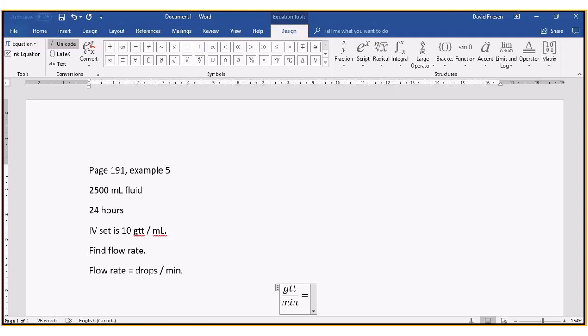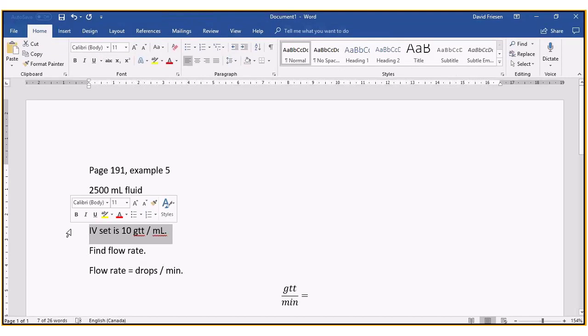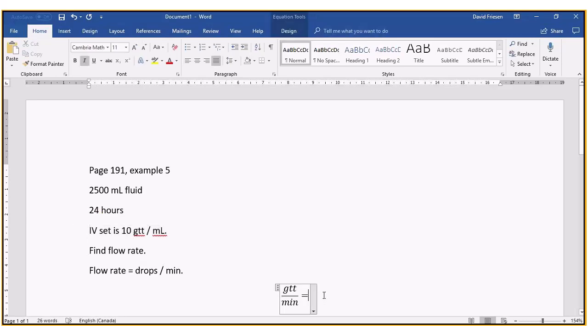So I want GTT on the top, so I should look for something that has GTT in it. And if GTT is in it on top, I'm fine. If it is on the bottom, I need to take the reciprocal. I happen to have this little part here. The IV set is GTT per milliliter. So I can put 10 GTT on top, divide by per milliliter would be 1 ml.